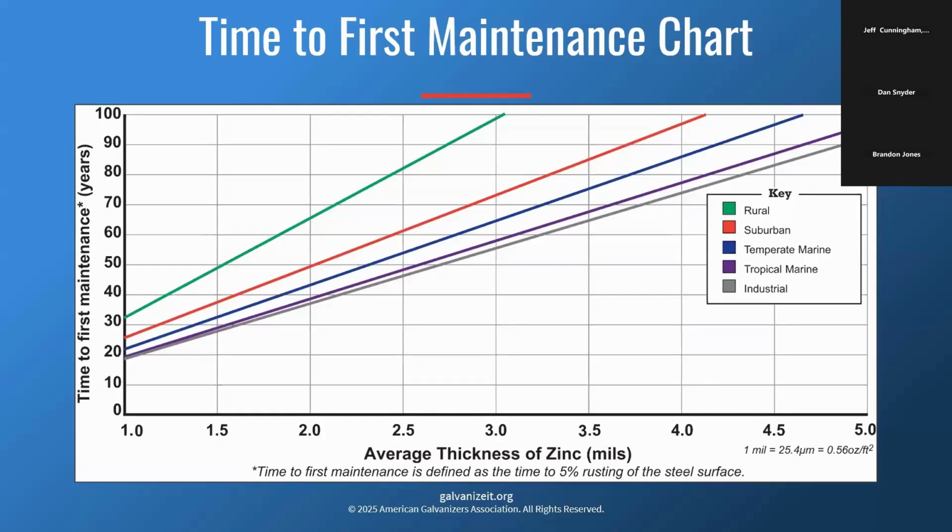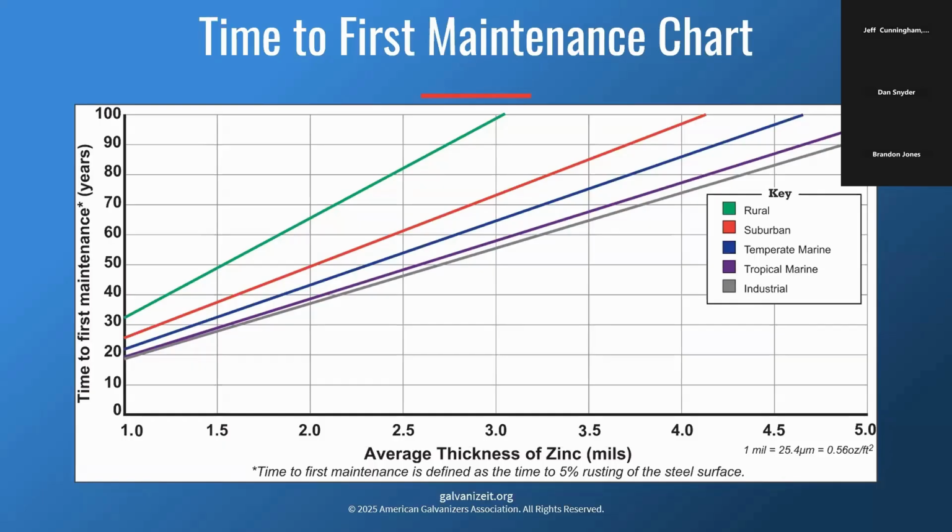Here is a time to first maintenance chart that is defined in 5 different atmospheric categories, with the full zinc coating life predictor, once again off of real-world data. No salt spray testing, no accelerated testing. If you notice, average thickness of zinc in mils is on your x-axis, and the y-axis is time to first maintenance in years. Time to first maintenance is defined as 5% rusting of the steel surface. So that's still very minimal rusting of the steel surface, but it might be time to get out there and do a little bit of touch-up and repair.